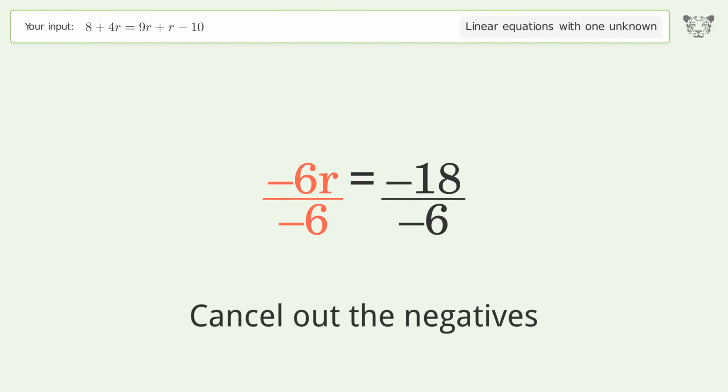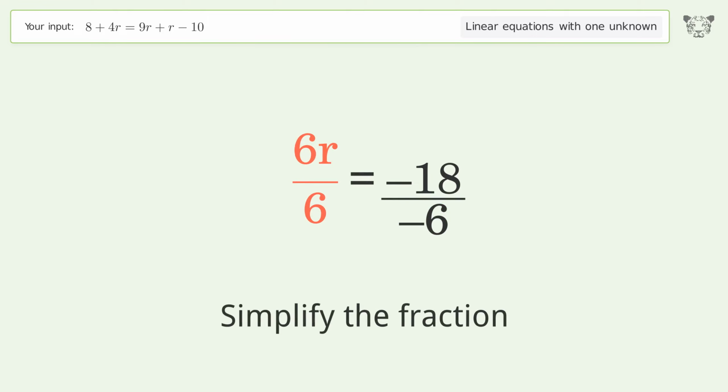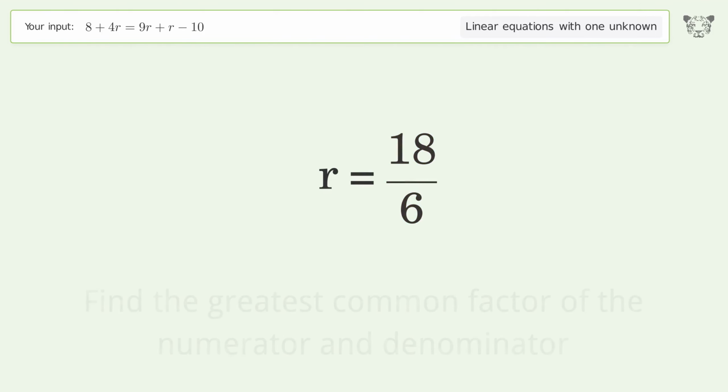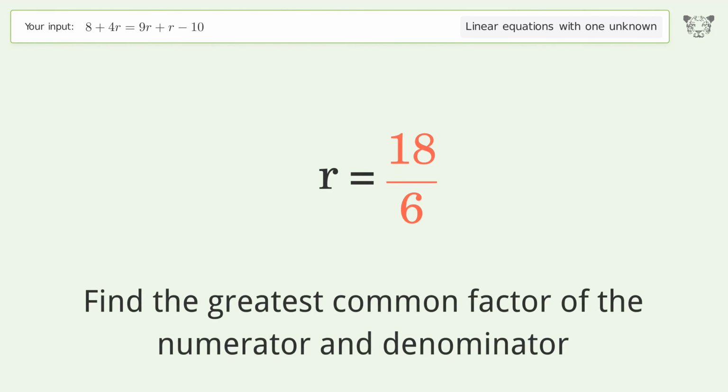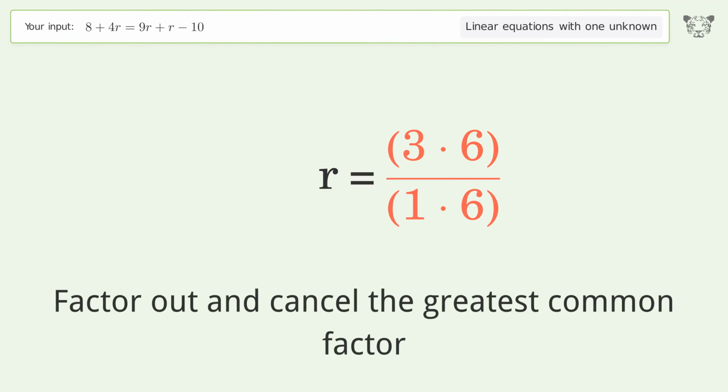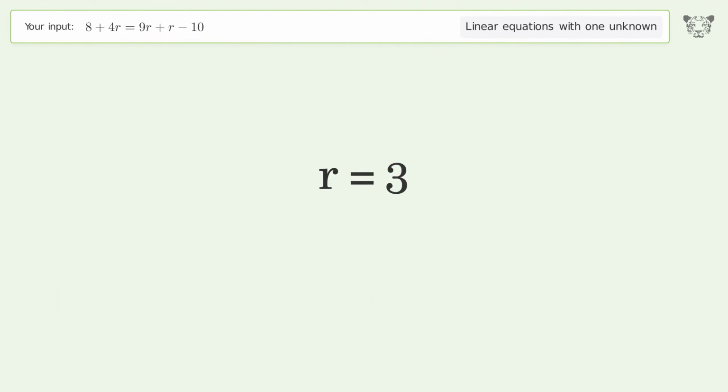Cancel out the negatives. Simplify the fraction. Cancel out the negatives. Find the greatest common factor of the numerator and denominator. Factor out and cancel the greatest common factor. And so the final result is r equals 3.